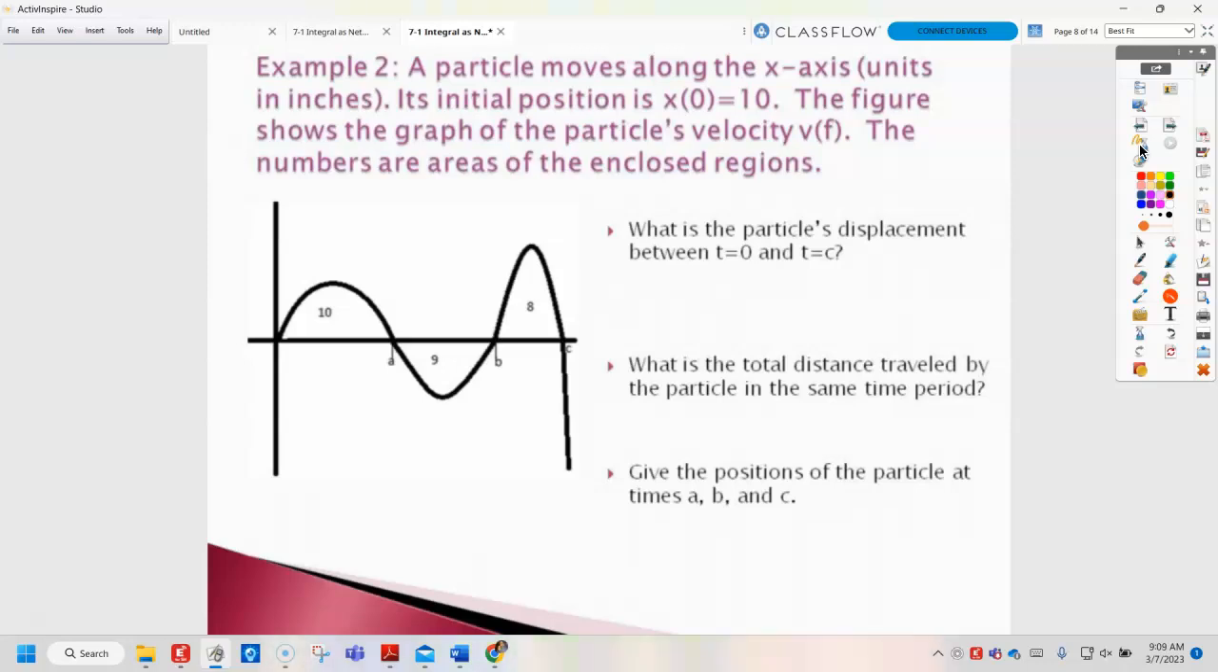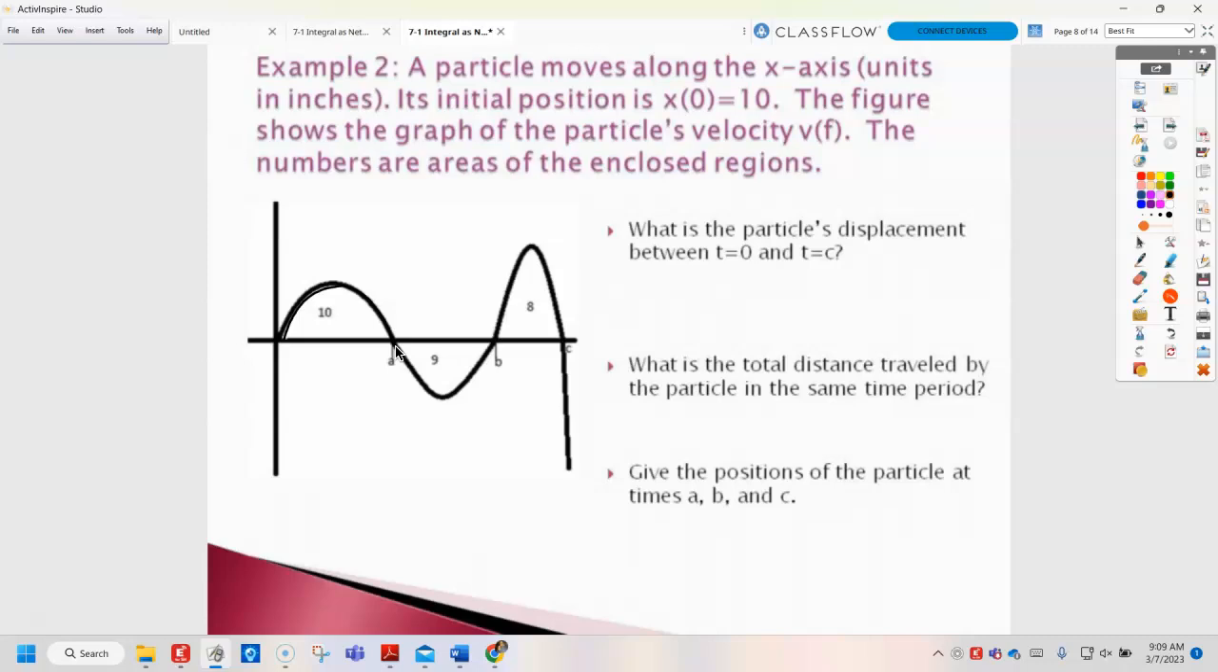We can also talk about these with graphs. I actually think graphs are easier than equations because the graphs already tell you the areas of each individual segment. So here we're given that the particle moves from 0 to A. If the area under the curve is 10, then that's like saying the particle goes right 10 units. If the area under the curve from A to B is 9, but it's below, then it goes left 9 units, and then it goes above again.